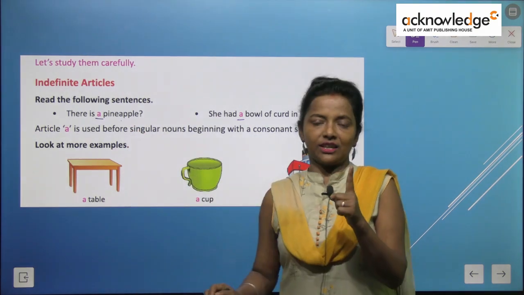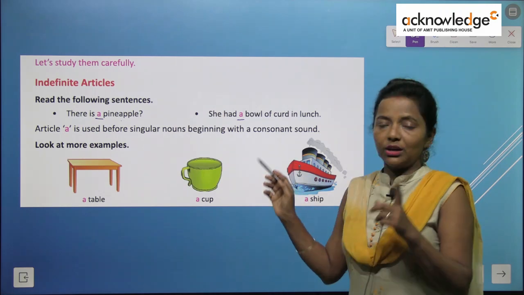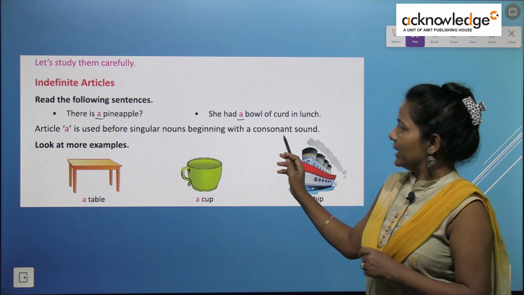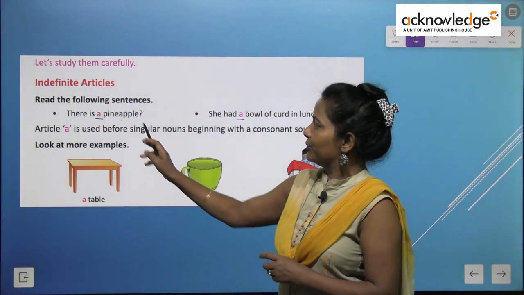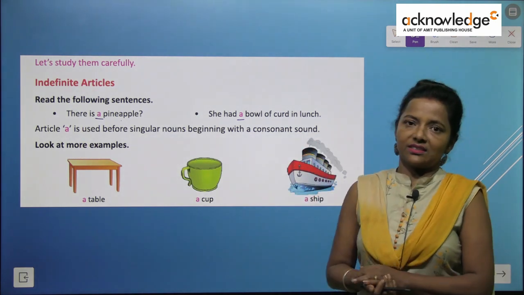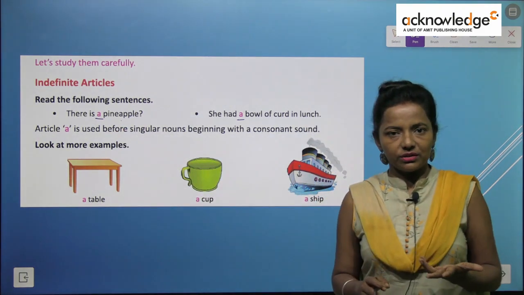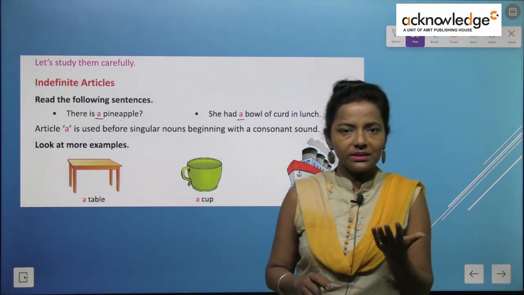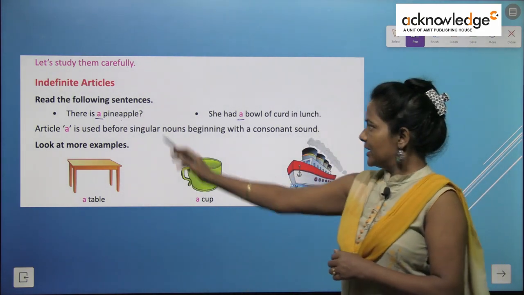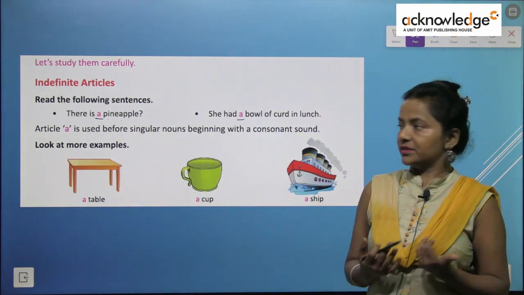See, pineapple is singular, only one. We are talking about one pineapple. She had a bowl of curd. A bowl of curd means one bowl of curd. So here we are using this a before singular nouns beginning with a consonant sound. The sound which is coming is consonant. See, pineapple, P. P is a consonant, as you all know. Vowels, there are 5 vowels, A, E, I, O, U, and other than that, the other alphabets are consonants. So P is also a consonant. Bowl, B. B is also a consonant.